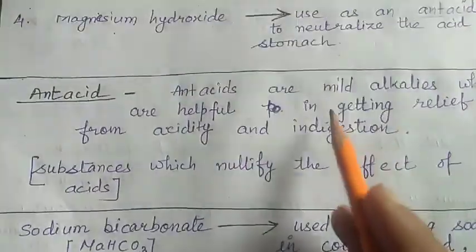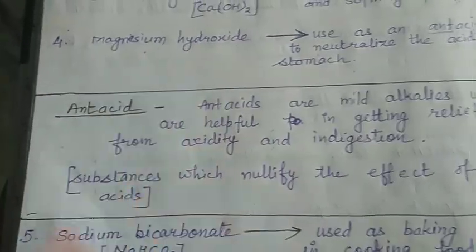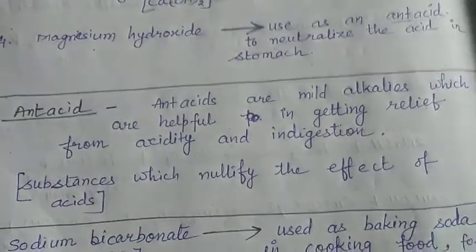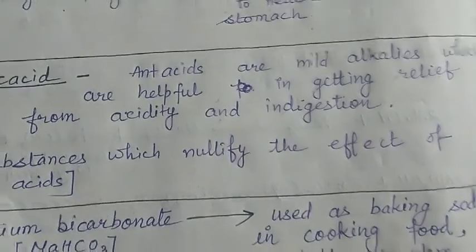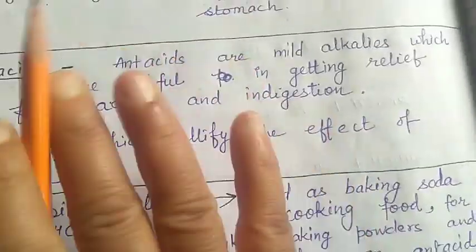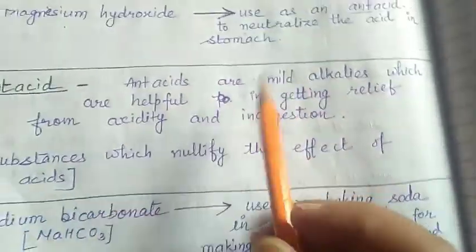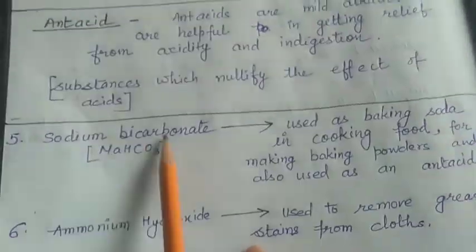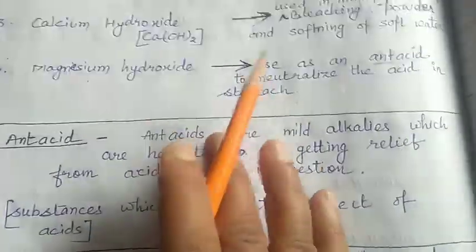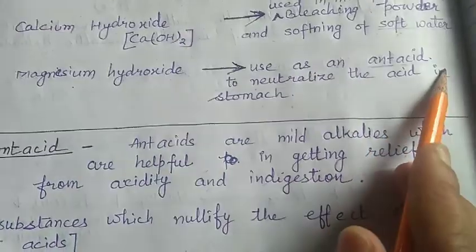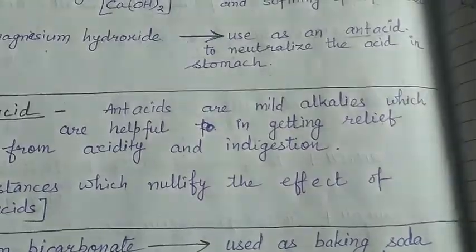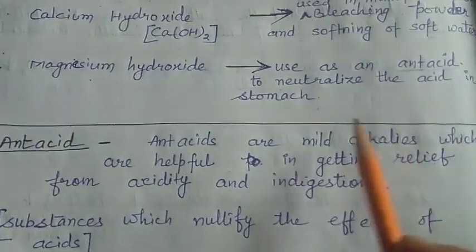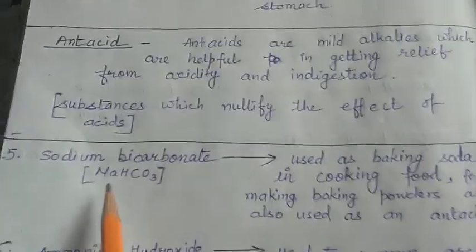So how to solve that acidity? We can drink a basic solution. When you drink that basic solution, what will happen? The base will neutralize the effect of the acid in your stomach. Magnesium hydroxide and sodium bicarbonate, mostly magnesium hydroxide, are used as antacids. Whatever you take, like Eno or such things, basically they are antacids. They are basic in nature.